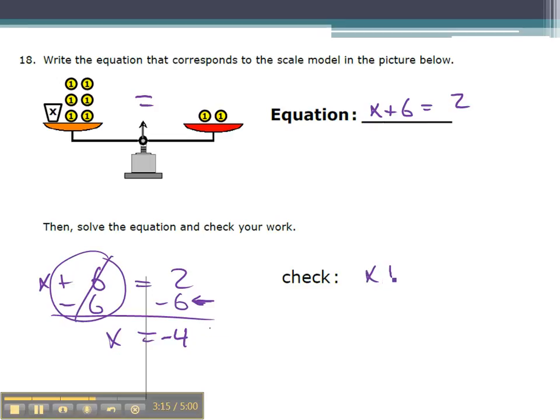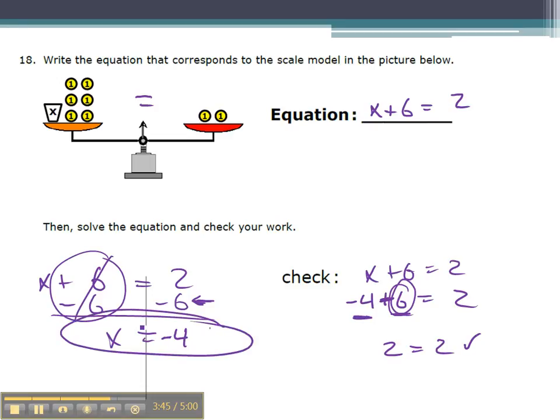Let's check it. X plus 6 equals 2. If x is really negative 4, then negative 4 plus 6 should equal positive 2. And negative 4 plus 6 does equal positive 2. You can think of being at negative 4 on the number line and moving 6 to the right. You'd pass the 0 and end up at positive 2. Or you can recognize that the signs are different, so we find the difference. 6 minus 4 is 2. And then we keep the sign of the integer that has the greater absolute value, farthest from 0, and that's positive 6. So positive 2 equals positive 2. That checks out. X equals negative 4.